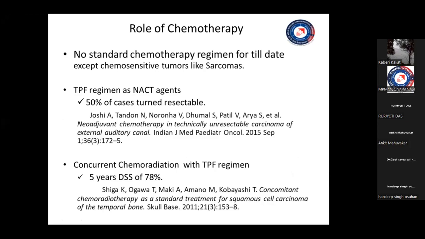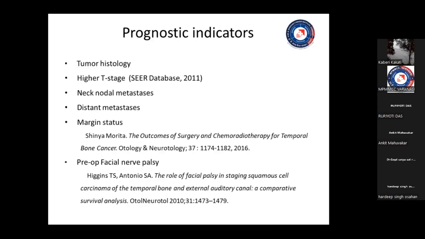There is some literature where they have used TPF regimen as an NACT, where they have found 50% cases turning resectable, but they are very short case series. Concurrent chemoradiation with TPF regimen has also shown quite impressive 5-year survival in some literature. However, if resectable, surgery is always the best choice.